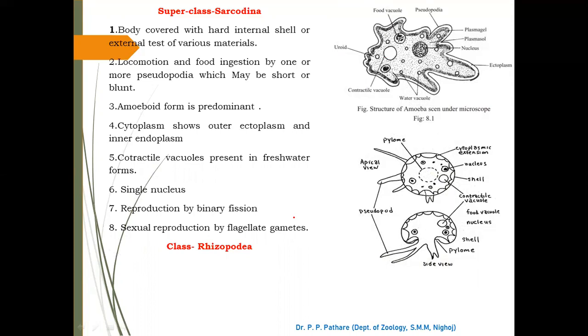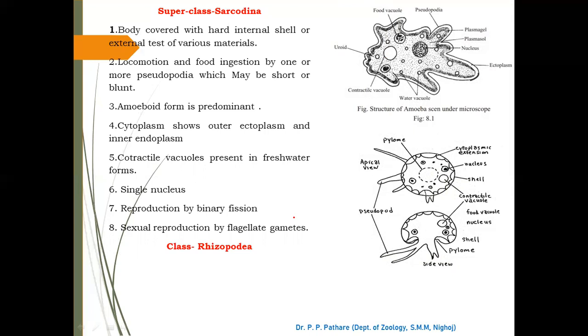The body is covered with a hard internal shell or external test of various material. Again, if you study, some of the protozoans also show an external covering on their body and an internal shell also for protection purposes. The locomotion and food ingestion is by one or more pseudopodia, which may be short or blunt.